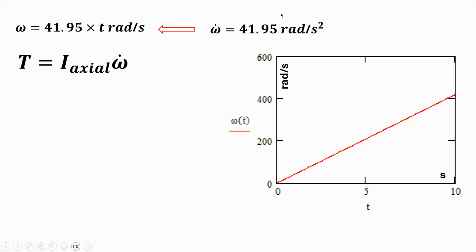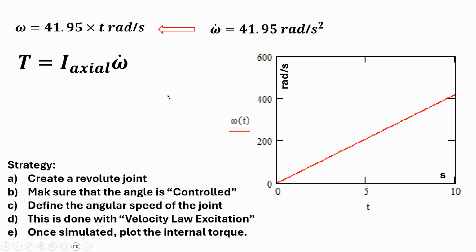Based on that, if you take that angular acceleration and multiply it by I axial, because this is rotating about the axial direction, you're going to get a torque which is here. So that torque came out to be a constant of 200 Newton meters. This was in tutorial 8. But you can plug in these numbers, and you're going to get 200.